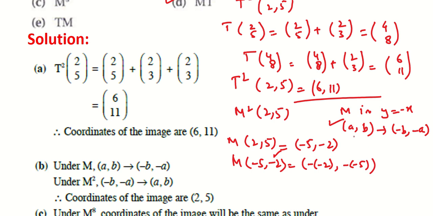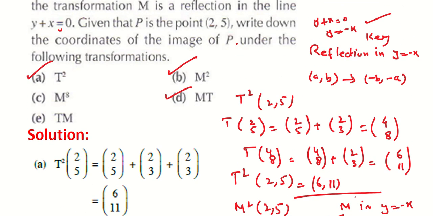When we have a reflection in y is equal to -x, we change (a, b) into (-b, -a). Again (-5, -2) means again minus into -2 and minus into -5. So we have (2, 5) after operating twice, two successive transformations which are reflection two times.